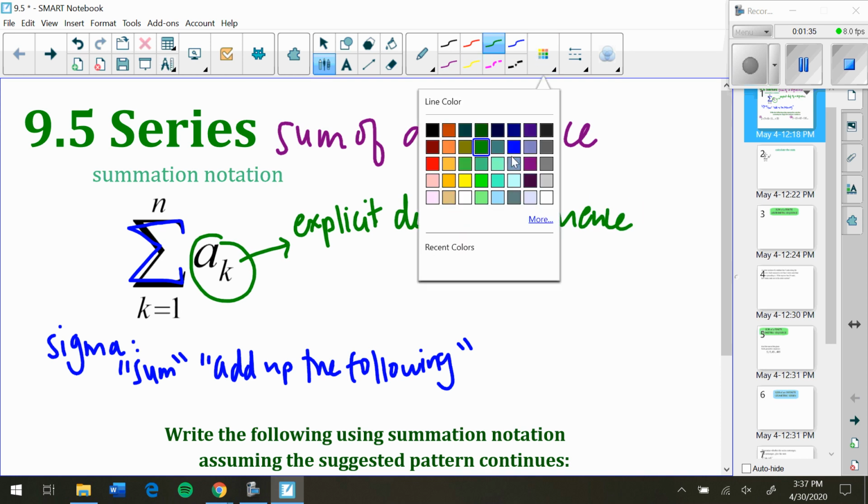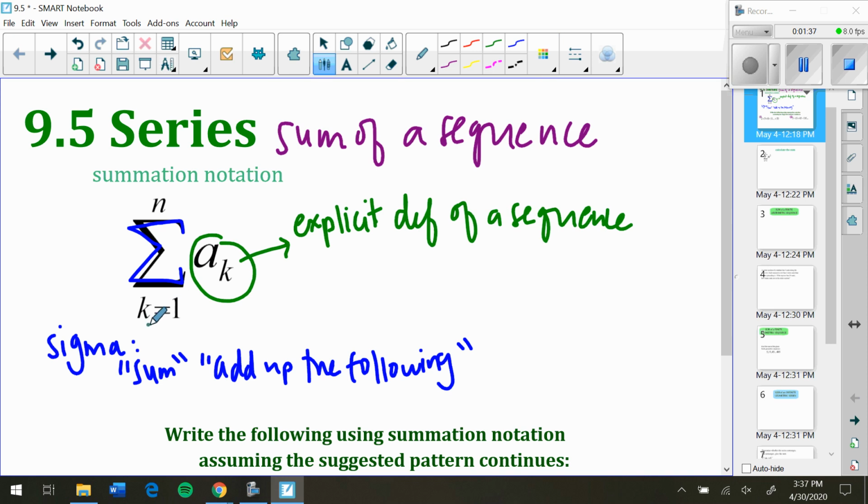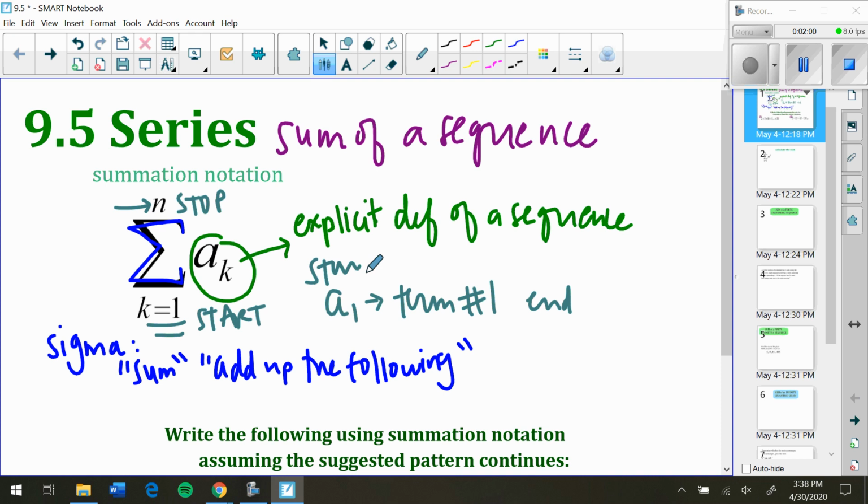Then we've got these two pieces here, the k equals 1 and n. This is telling us where we want to start adding, and this is where we want to stop. So in this case, k equals 1, that would be a sub 1. That means start at term number 1 and end at a sub n. And so start at a sub 1, term number 1, and end at a sub n, the nth term, whatever that would be. That is our notation for a series.